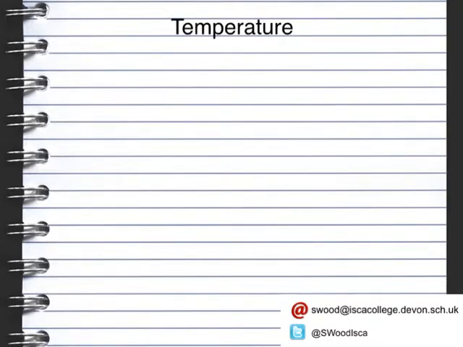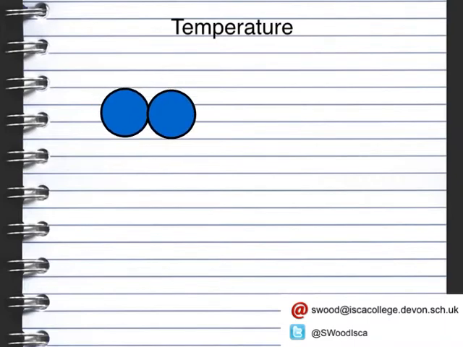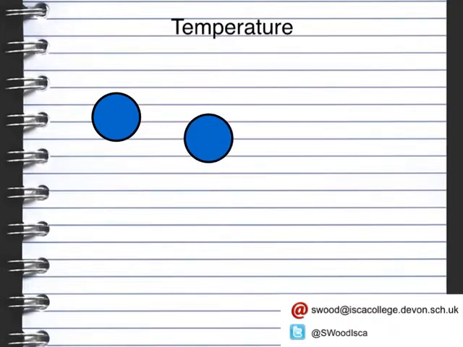What happens when we heat up a chemical? When we heat up a chemical, the particles are able to move at various speeds. If we've got solid particles here, these particles are able to vibrate on the spot. As we heat them, they're able to move quite a bit more. In fact, they might even be able to move away and around from each other.